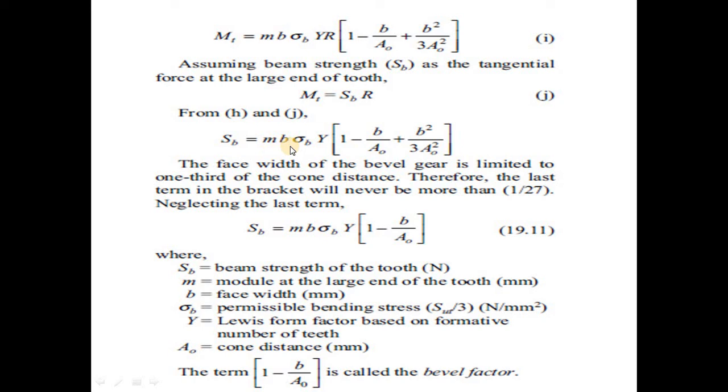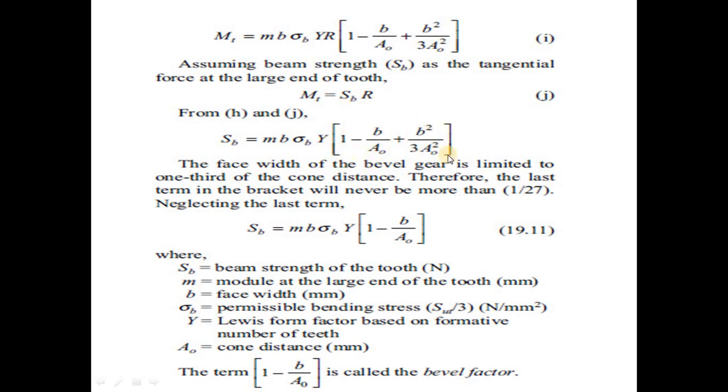SB is equal to m b sigma b Y, in brackets 1 minus b upon A naught plus b squared divided by 3 times A naught squared. But in the last term, the face width of the bevel gear is limited to 1/3 of the cone distance. The larger end side is already the safer side, because the effective beam strength value at the larger end is always greater than the effective load P. That's why we have considered the 1/3 cone distance, and the last term is neglected, because for the bevel gear we consider only 1/3 of the cone distance from the apex point.